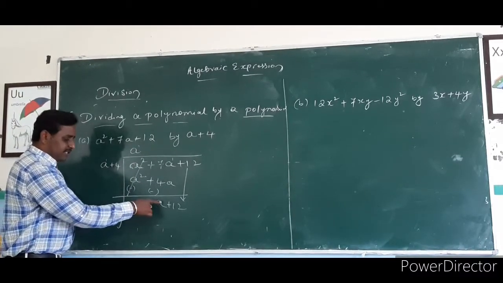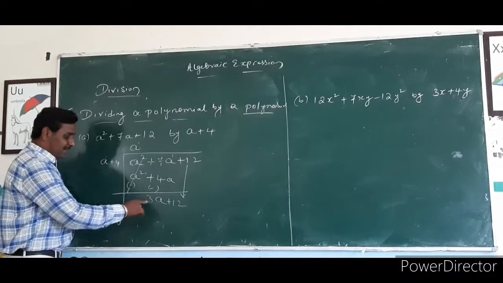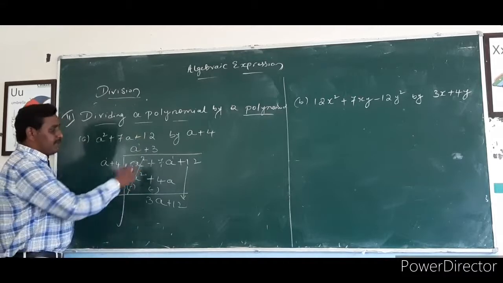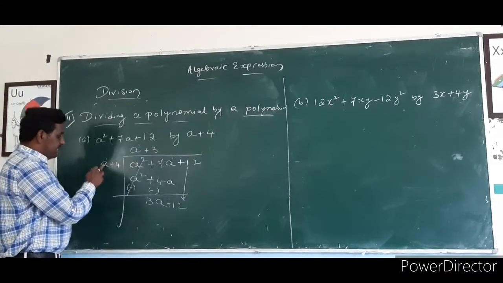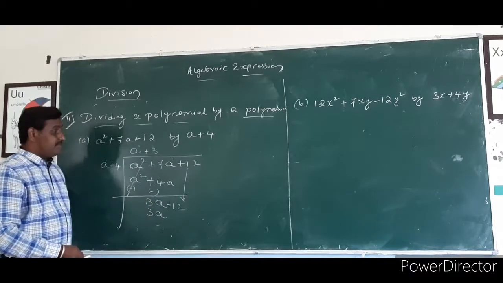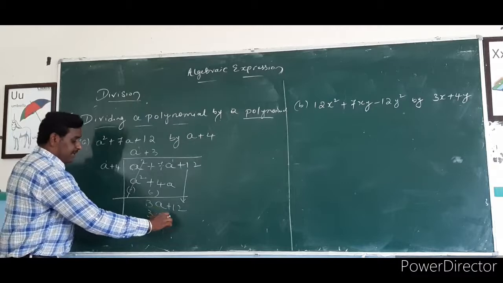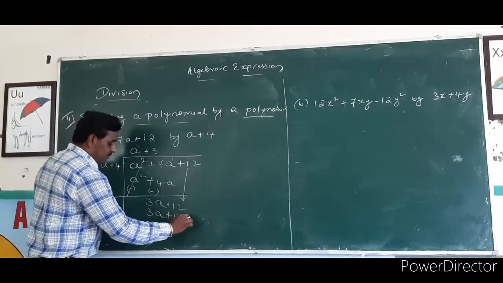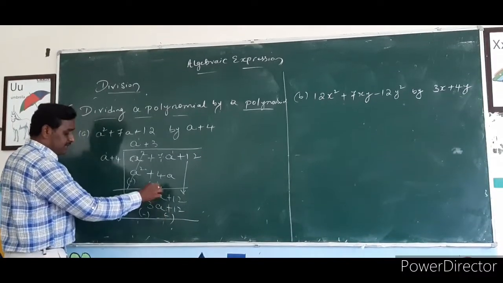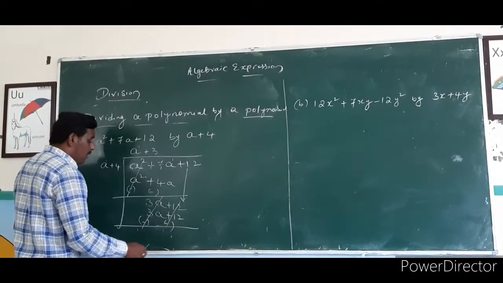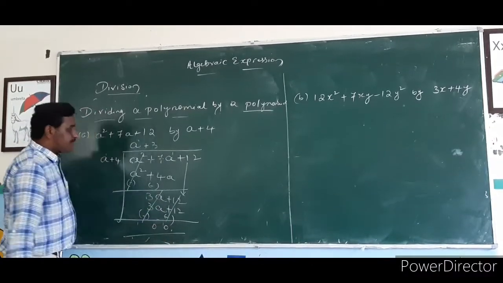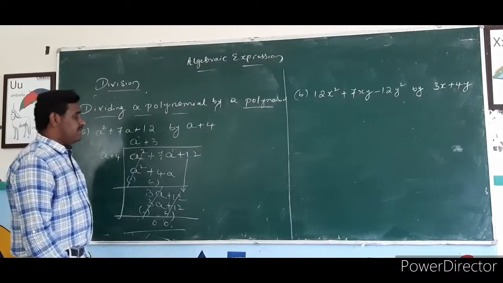What is the term here? 3a. We want 3a. Here a is there. So that's why I multiply with plus 3. Here plus 3 I am considering, plus 3 into a is plus 3a, because I want to cancel this term. Next plus into plus, plus, 3 4s are 12. Again subtract, plus will become minus, plus 3a minus 3a, plus 12 and minus 12 get cancelled, 0. What is the answer? A plus 3.